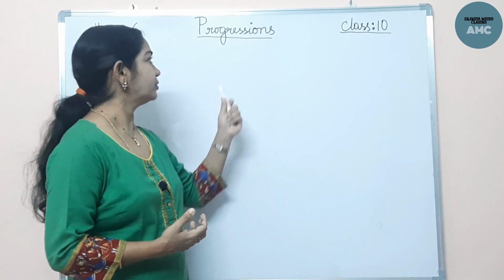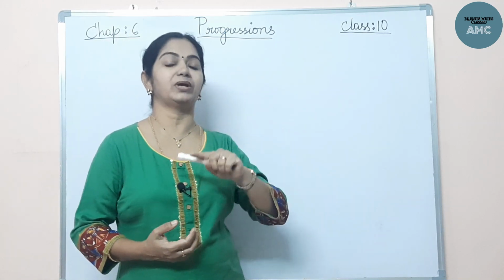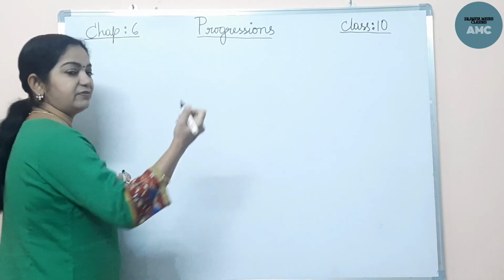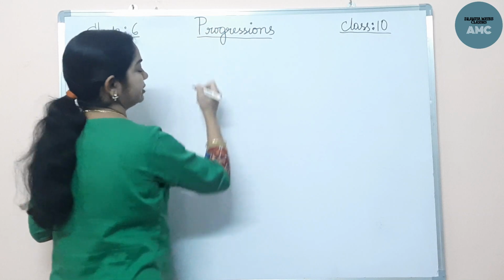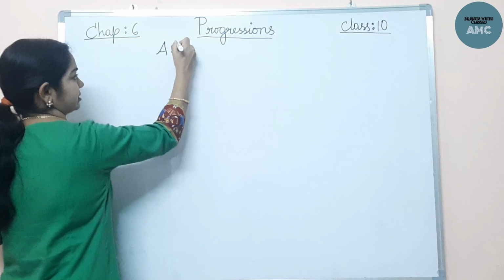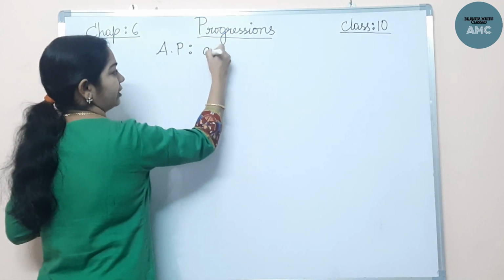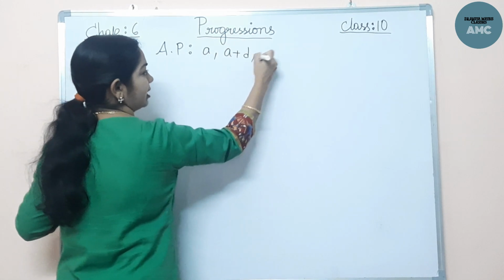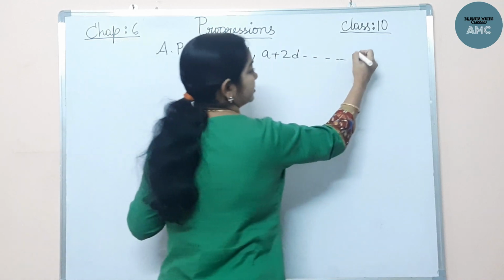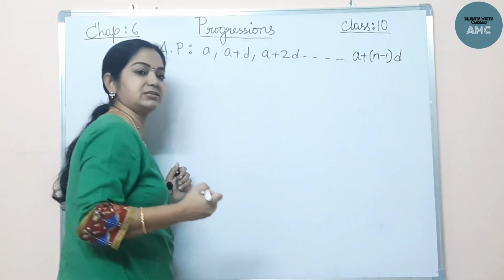Now students, we are going to talk about the progressions, wherein we will be recalling what we have learned in our previous sessions. In the previous sessions, we knew about the arithmetic progression, that is AP. Let me recall. The general form of AP is a, a plus d, a plus 2d, and so on, where the nth term is a plus (n minus 1) into d. Even this we have discussed.